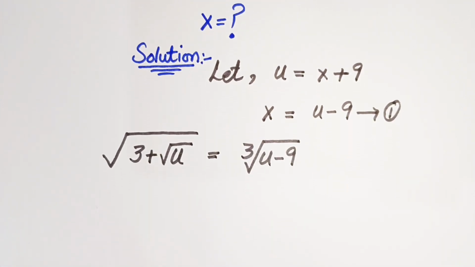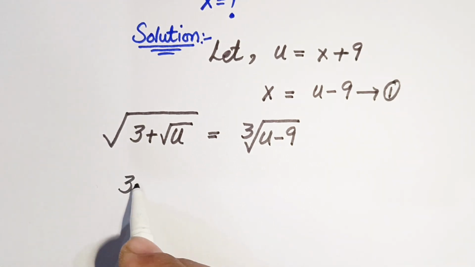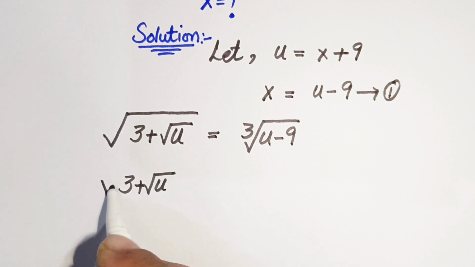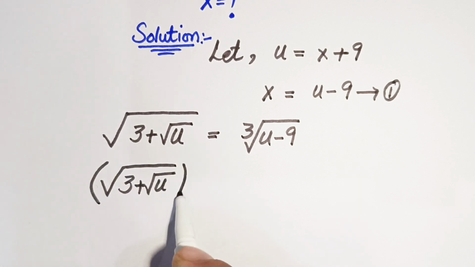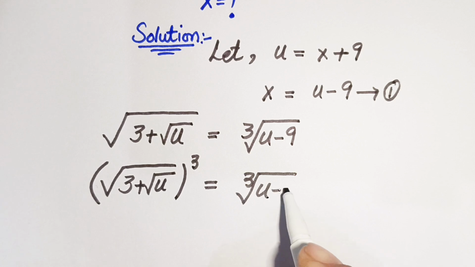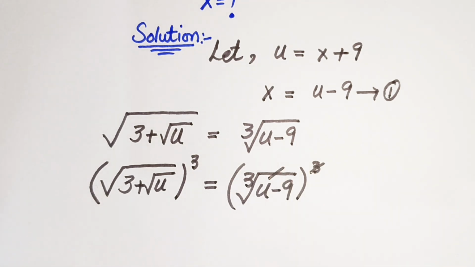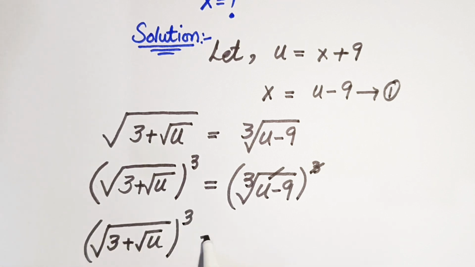So now our next step is, if we take the cube on both sides, here we have 3 plus square root of u, whole square root, and then taking the cube on our left-hand side, similarly cube root of u minus 9, taking the cube. On our right-hand side we can cancel out this cube root with the cube, so we have the square root of 3 plus square root of u, whole cubed, is equal to u minus 9.